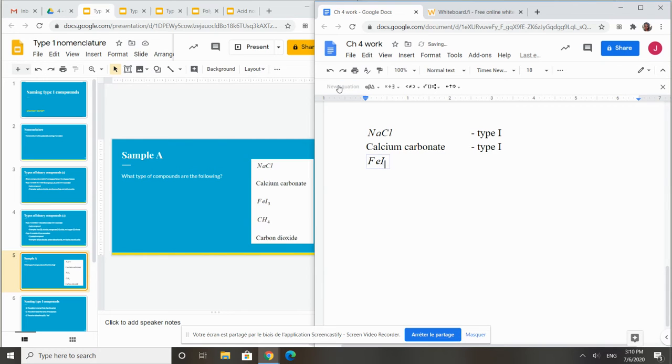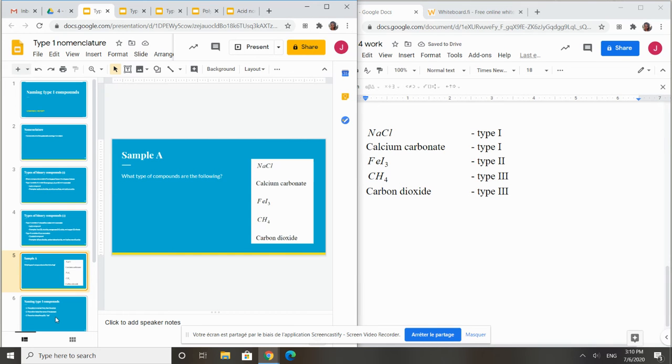Then we have FeI3. So because iron is a transition metal, this makes this type 2. Now we have CH4. Carbon is a nonmetal, and remember the hydrogen is a weird exception, even though it's placed there on the periodic table. It is also a nonmetal, so this is type 3. And then we have carbon dioxide. So carbon is a nonmetal, and oxygen is also a nonmetal, so that makes it type 3.